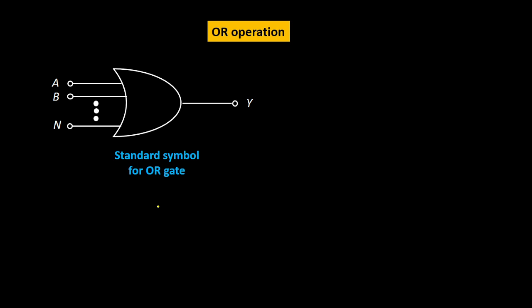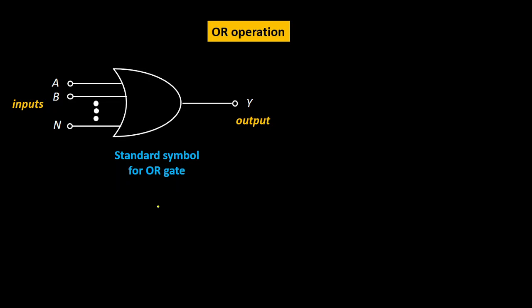The OR operation will be represented by the OR logic gate. The symbol of the OR logic gate is like this. Again, it will have n number of inputs and one output. The logic gate symbol is something like that. Now this standard symbol has n number of inputs as A, B, C, D up to n, and one single output as the Y output.